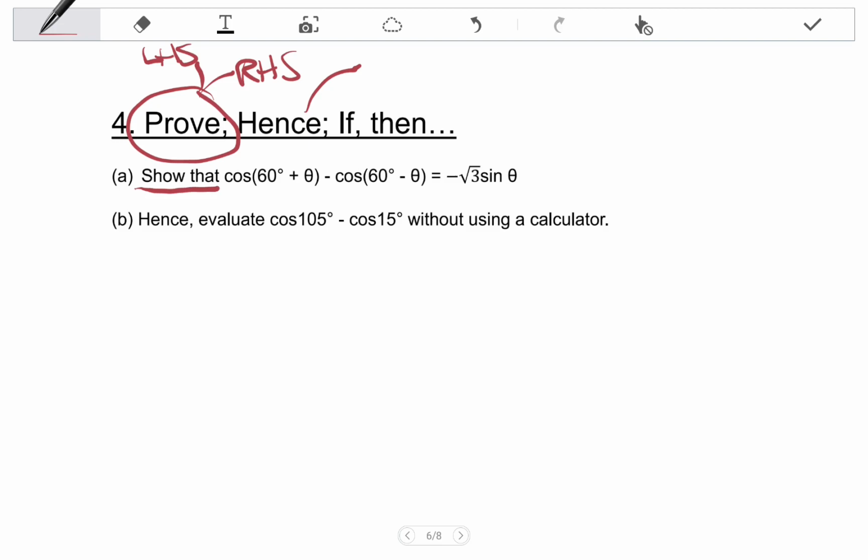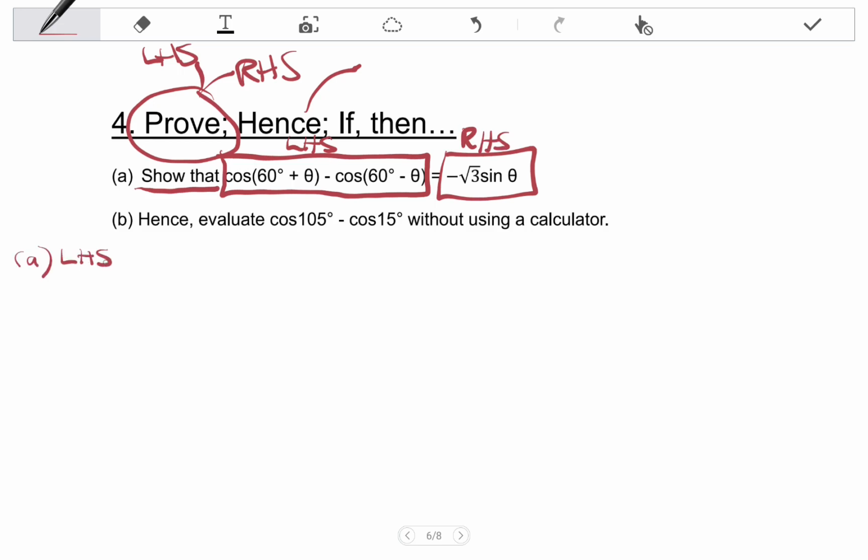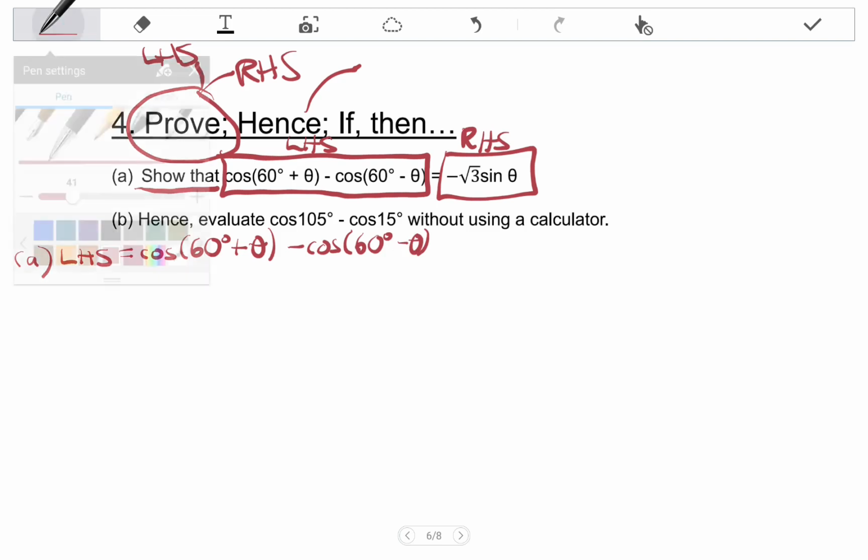Okay? So let's look at this question. For A, it says, show that cos 60 degrees plus theta minus cos 60 degrees minus theta is equal to negative the square root of 3 sine theta. Okay, so we need to split this up into our left-hand side and right-hand side and work with them separately. So my left-hand side is equal to cos 60 degrees plus theta minus cos 60 degrees minus theta.